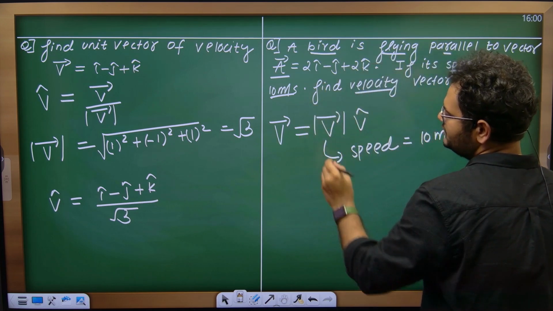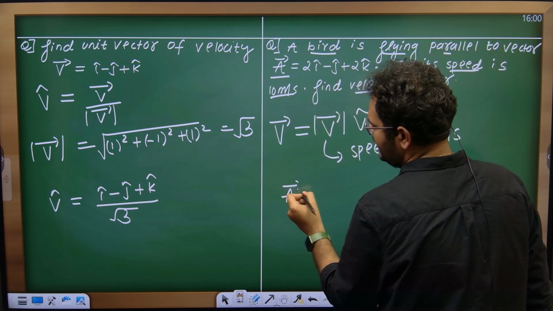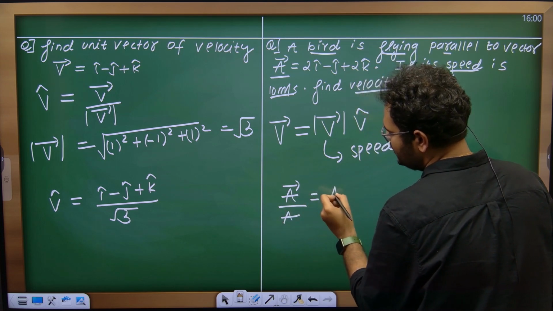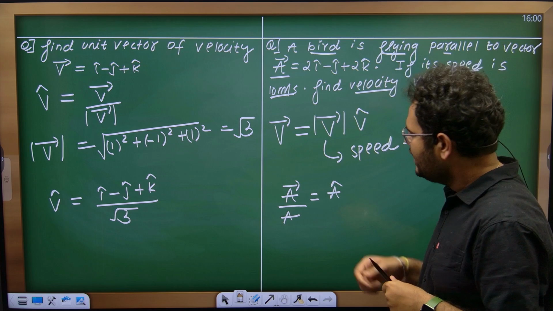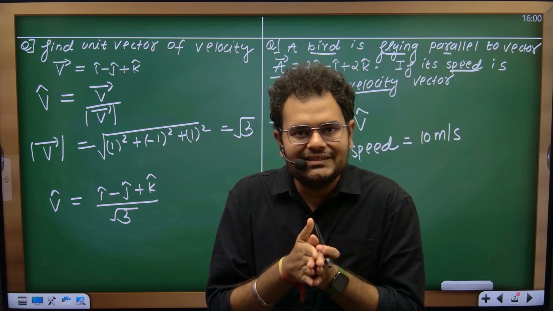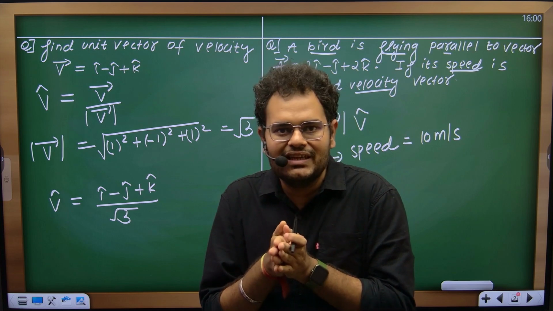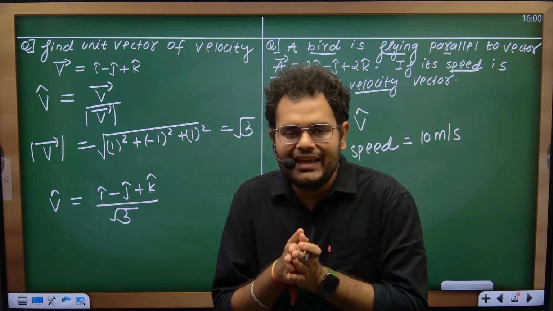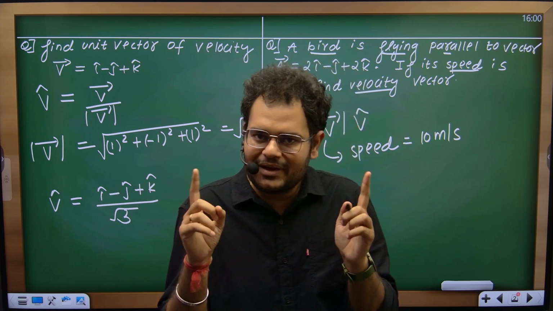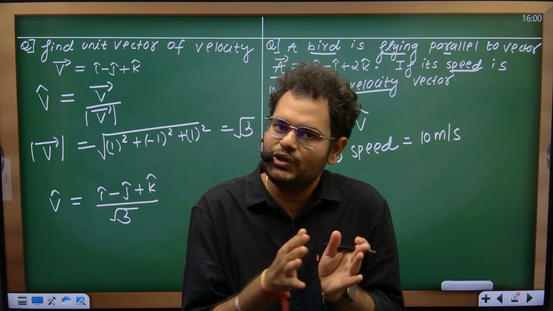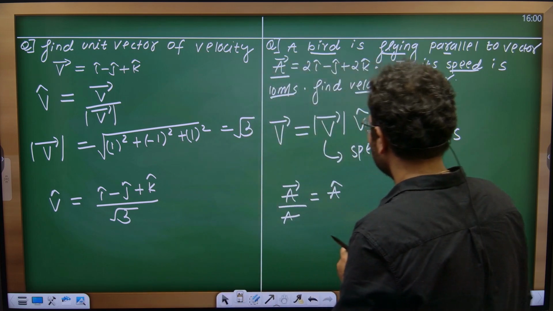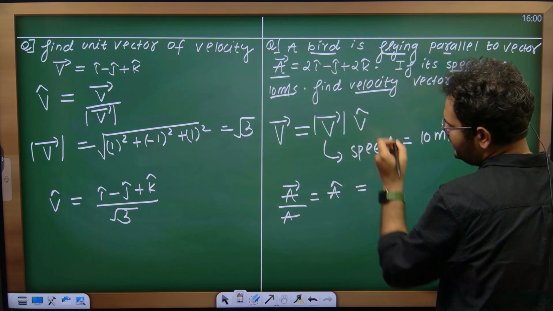So what we will do is, a vector divided by a will give me the unit vector of a. Because the bird is flying parallel to the a vector, that means the unit vector of velocity and the unit vector of a will be same, because anyway the magnitude is the same, since both are unit vectors, and the direction is the same because they are parallel. So what I will do, just find the unit vector of a.